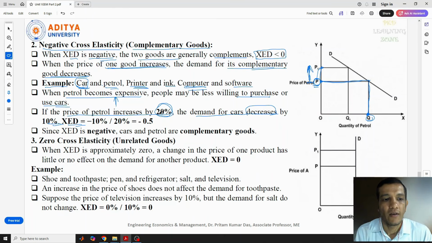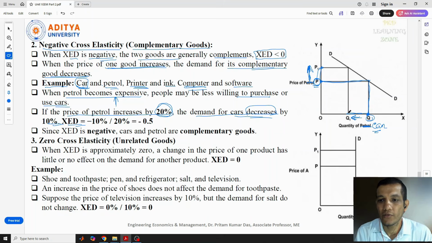At that time, the demand for cars, or the quantity of petrol. Okay, no, the price of petrol is given here, and the quantity is of cars. This is not petrol, this will be cars. At that time, the demand for cars decreased from Q to Q1. So it is decreased in this order.